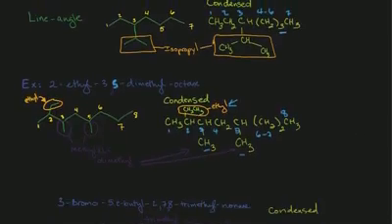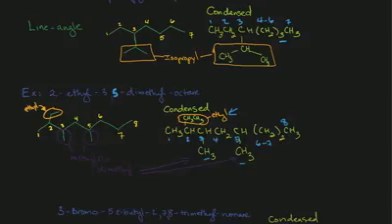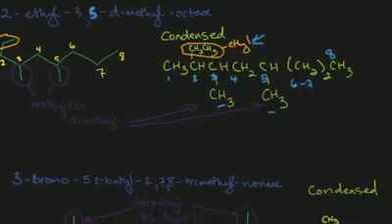All right, pause the video, try this one on your own. 3-bromo, 5-t-butyl, 2,7,8 trimethyl nonane. Hopefully you've studied your IUPAC nomenclature by now and you're pretty good at drawing compounds. If not, that's okay. Just practice, watch a video, look at the handout. Okay, so hopefully you attempted this problem. Let's take a look at it.